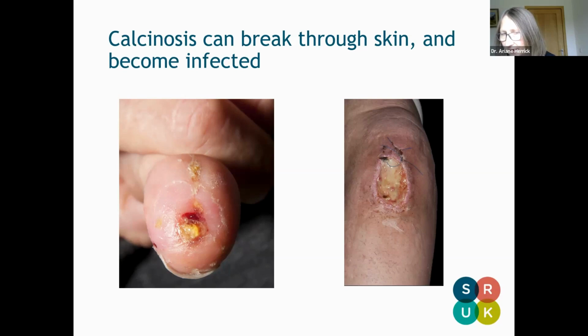For example, in the thumb on the left, this picture was taken a little bit later, but there had been infection of the thumb. And the picture on the right is actually a picture of a knee, which had a large area of calcinosis over the knee, and really was very unpleasant because it broke through the skin, and the skin then got very infected. And we had to ask the orthopedic surgeons to wash out the affected area. This can be a big problem, and the areas can become chronically infected, and can become very difficult to manage.